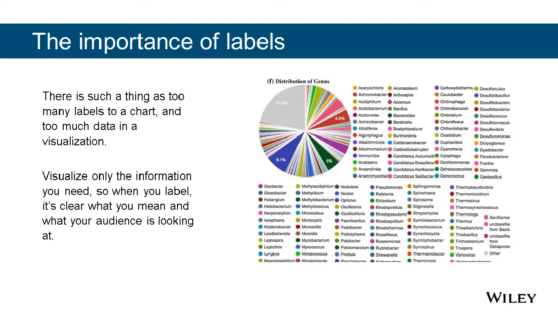So in general, the rule of thumb is to label the information that you visualize so that your audience can understand it, but to only visualize the data that you need to make your point and to tell your story.